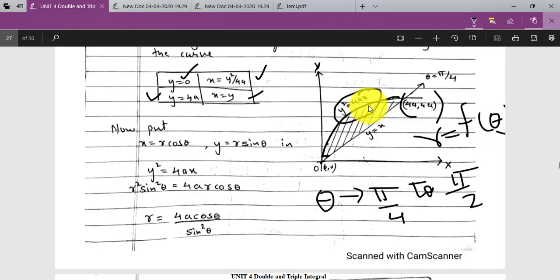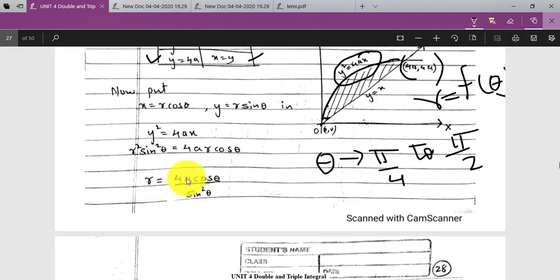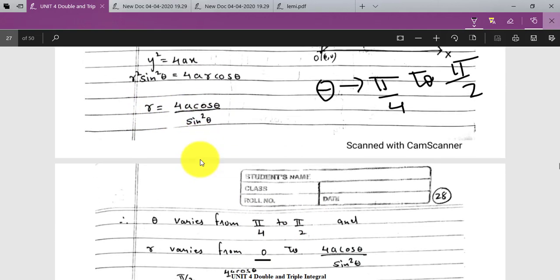This is in terms of y equals f of x. So I will do it in terms of r and theta, so that I can have a value of a. So y squared is equal to r squared sin squared theta, which is equal to 4a r cos theta. So r is equal to 4a cos theta divided by sin squared theta.